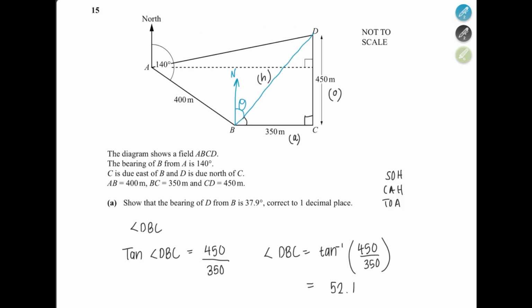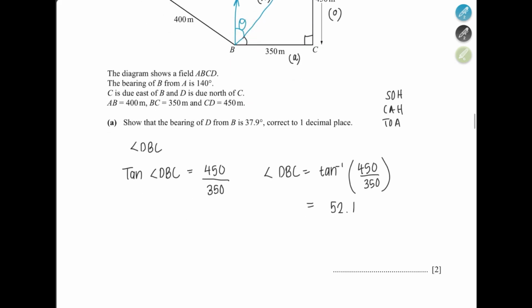Now we need to find this theta. This is going to be 90 minus this angle. So we can write theta equals 90 minus 52.1. The answer is going to be 37.87 degrees.